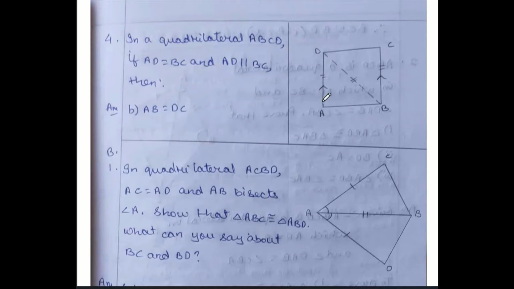In rough, since it is an MCQ question, we don't need to write in detail. Let us make the quadrilateral ABCD, where AD and BC are both given equal and also parallel. Then which option is correct?